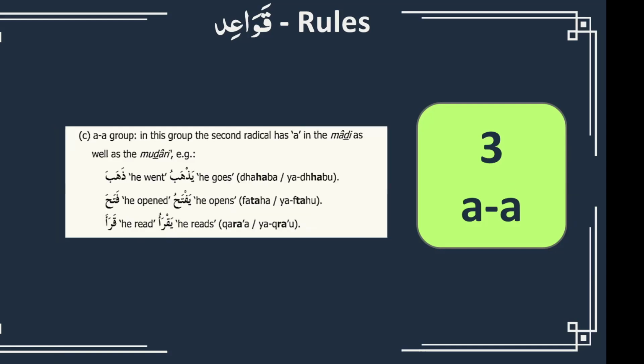Then this one is AA. So zahaba, and on the other side you will say yazhabu, meaning that both of them, the mudari and the madi, have the fatha on the second letter. You can see the ha sound, zahaba and yazhabu. The second letter is ha for both of them, and it has a fatha in both.